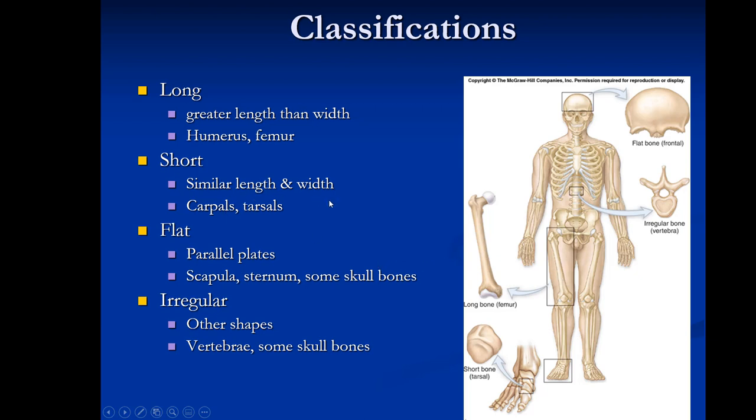Short bones have a similar length and width, so they're kind of cube-shaped. So some of the more common ones would be the bones in the ankle, which are called tarsals, or maybe the bones in the wrist, which are called carpals.